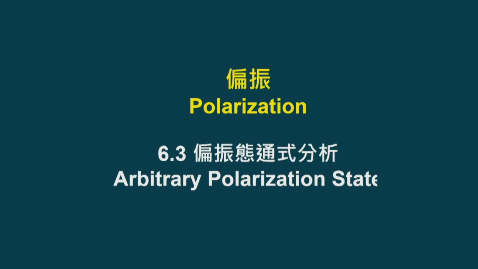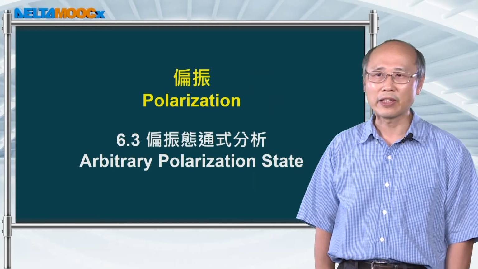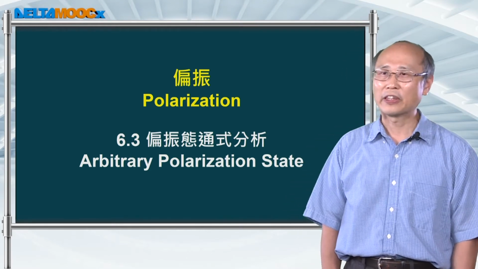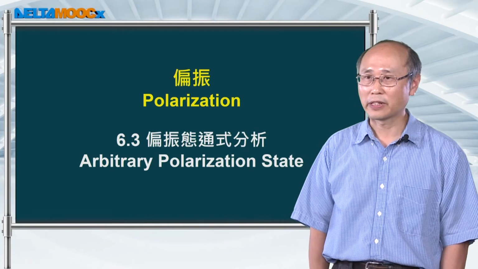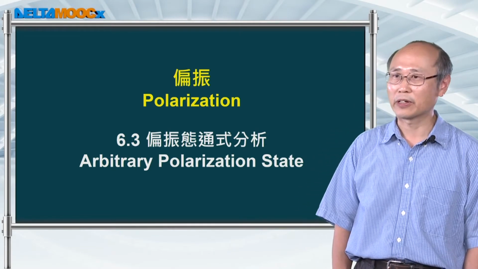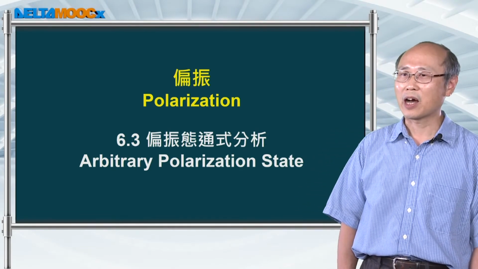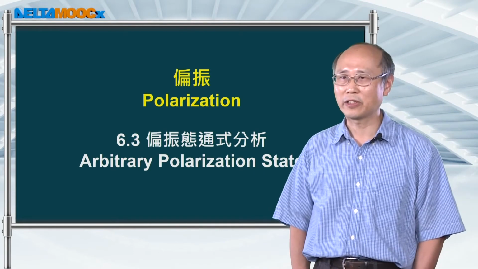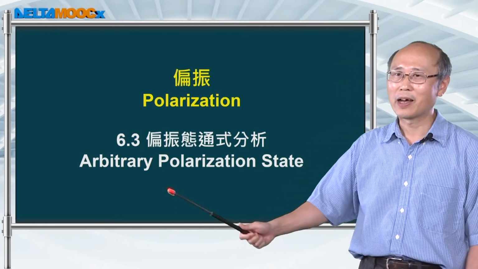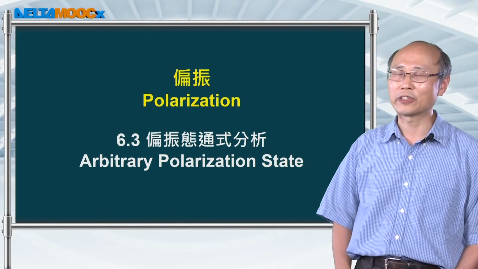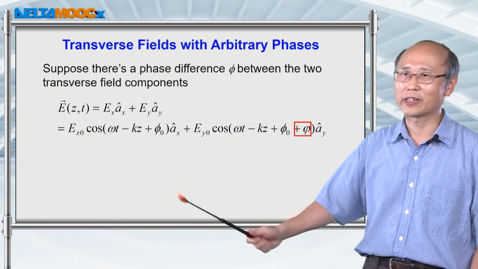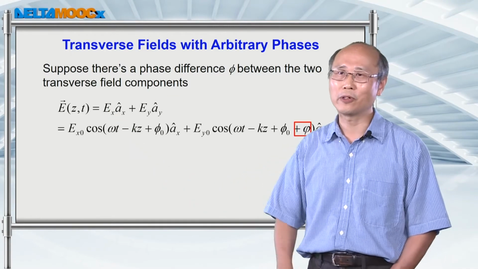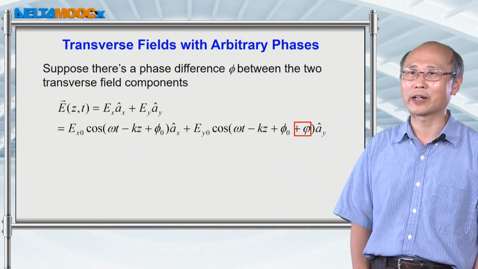When we talk about linear polarization, we set one condition to get the linear polarization state. The condition is that the phase for the x component and for the y component are the same. And now we want to relax this condition and show you the arbitrary polarization state. And on this page, we first write down the field component along x direction and y direction.